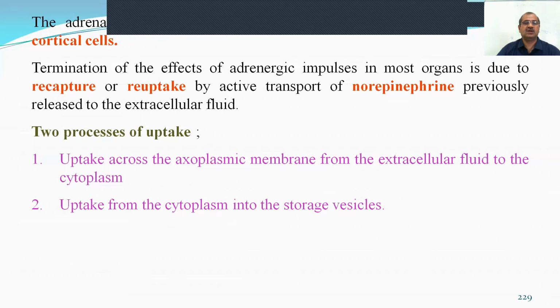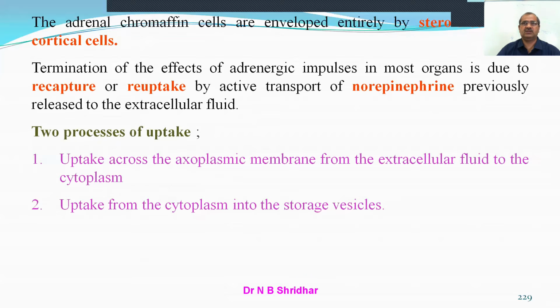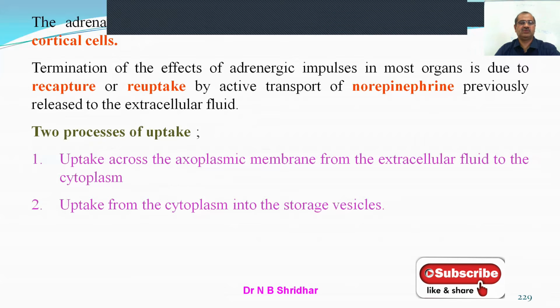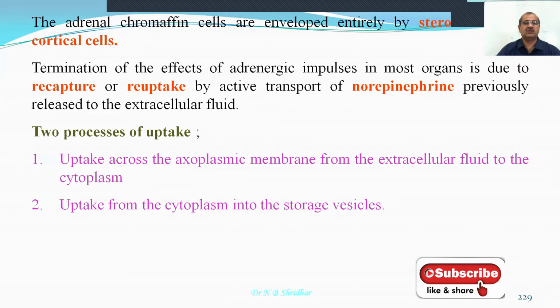The termination of the action is due to the recapture or reuptake, by active transport, of norepinephrine previously released into the extracellular fluid. Whenever the stimulus comes at the exoplasmic reticulum, it causes exocytosis of the norepinephrine-containing vesicles and a massive release of norepinephrine occurs. But unlike acetylcholinesterase, it is impossible to totally break down norepinephrine to the metabolite.